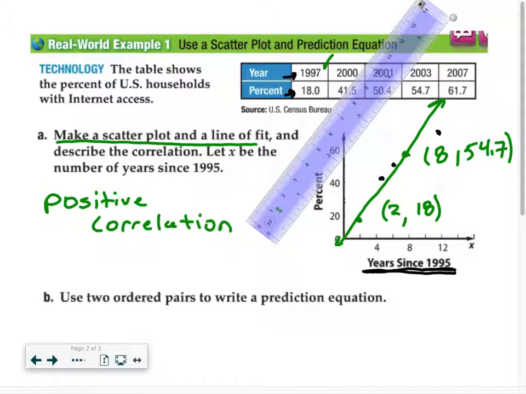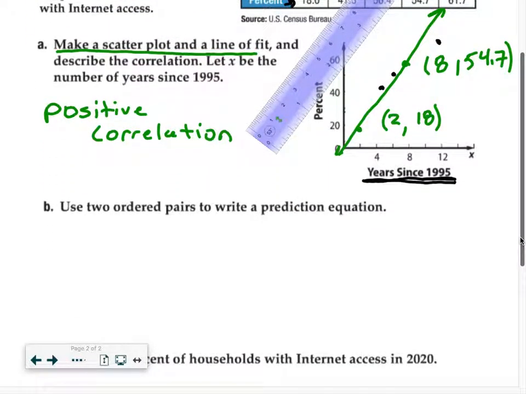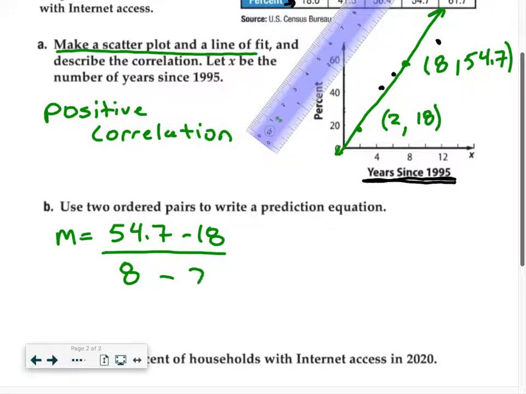Okay. So use 2 ordered pairs to write a prediction equation. So guys, all this is telling me, use the 2 ordered pairs I used in my line to write a linear equation. So what do I need to write a linear equation? I need slope. Again, difference in y values, so 54.7 minus 18 over the difference in x values, 8 minus 2.